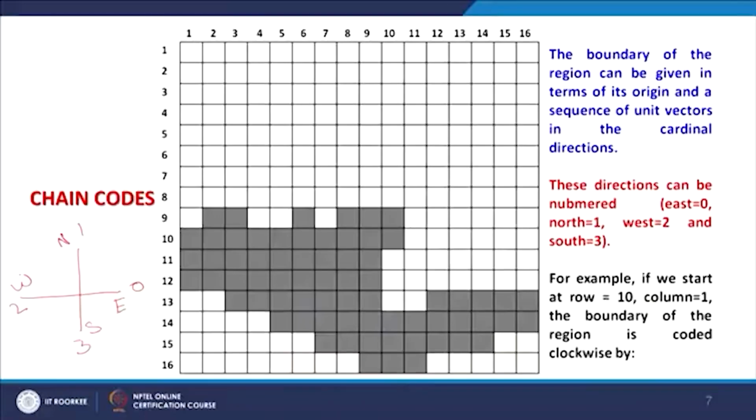So, if we start coding this black area or dark gray area, then we start at row number 10. Why do we start at row number 10? Because that is the cell of this binary image from where we are going to code this one. So, this is column 1, this is row 10, and then the region is coded clockwise. So then we will keep moving like this and accordingly. So, let us see how we can code this.